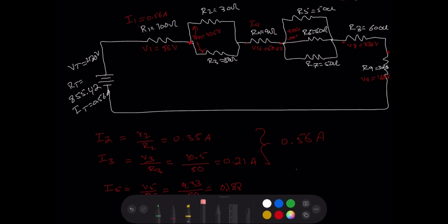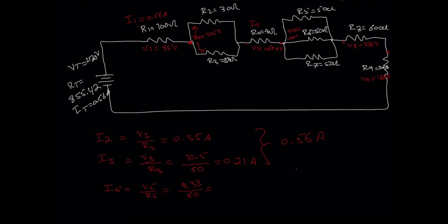Sorry, I think I'm a little bit tired. It's 0.1866 amp. We have the same resistance, all three resistors, and the same voltage. So I5 and I6 will be the same thing. V6 over R6 is 9.33 divided by 50, which will give me 0.1866 amp.